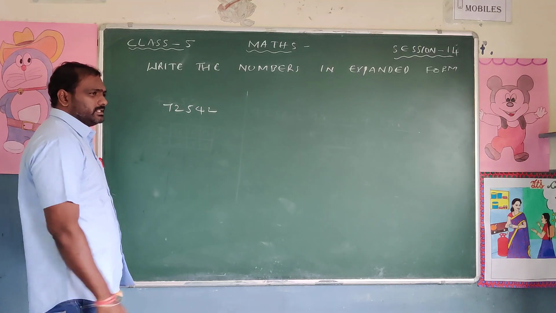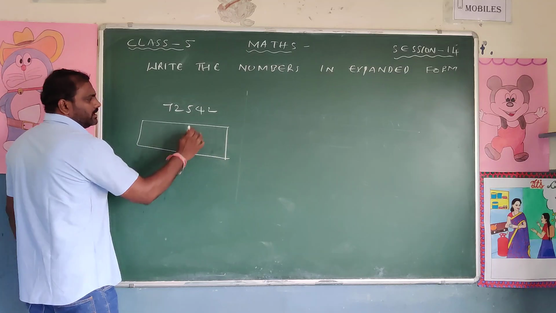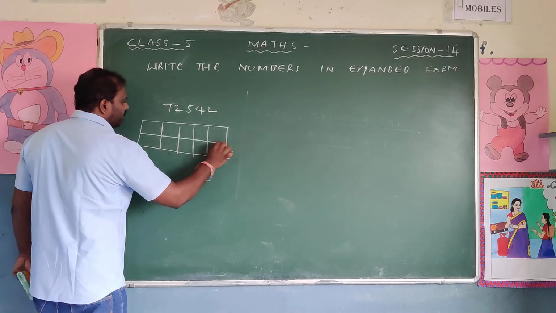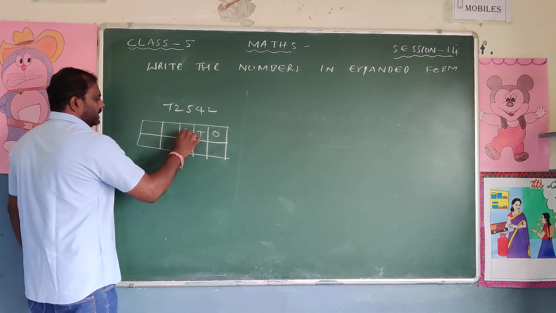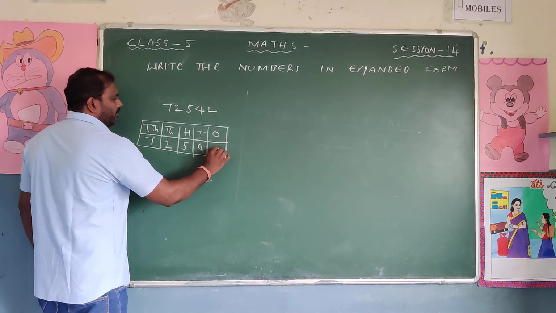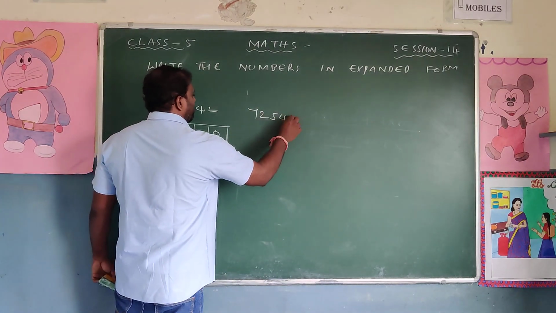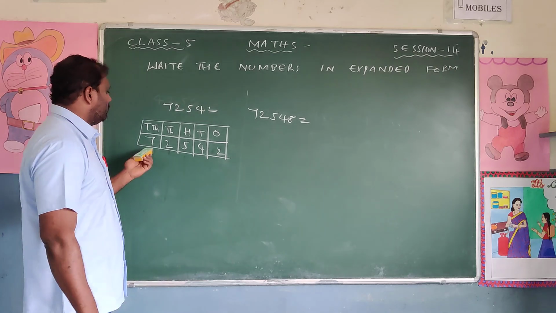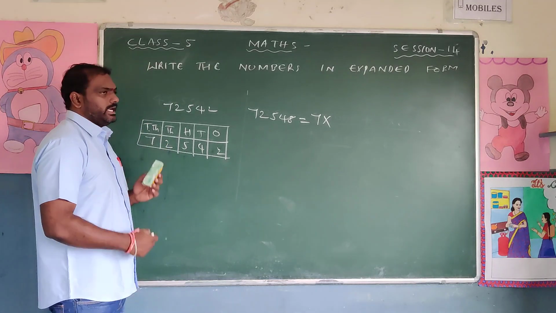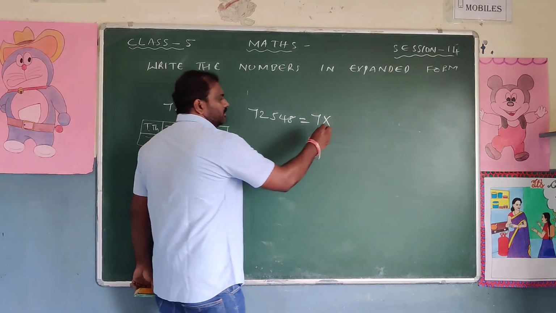The next question is 72542. First, how many boxes do I have to take? 1, 2, 3, 4, 5. This time I have to take 5 boxes. Then write ones, tens, hundreds, thousands, and 10,000s. Then write 72,542. Then 72,542 is equal to 7 into 10,000. So how to write the 10,000?